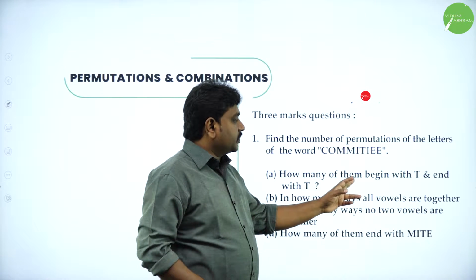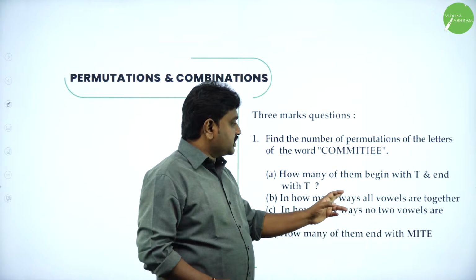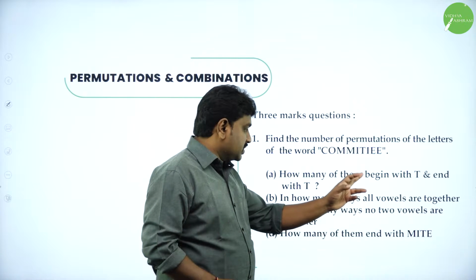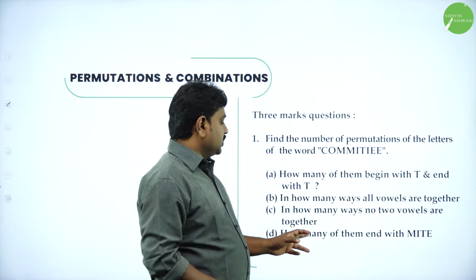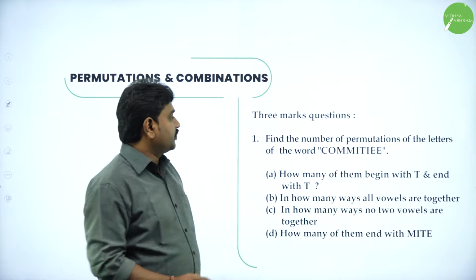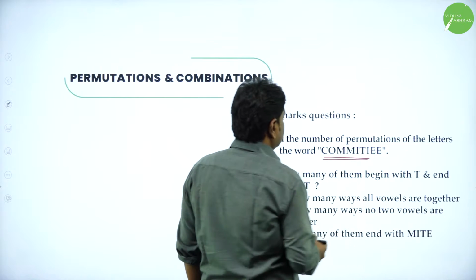How many of them begin with T and end with T? How many ways all vowels are together? In how many ways no vowels are together? How many of them end with MITE? These are the questions. See, first, number of permutations of the word committee.